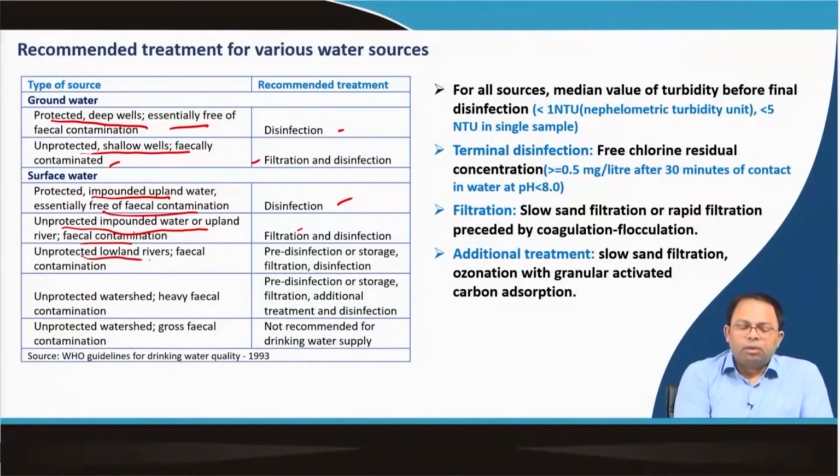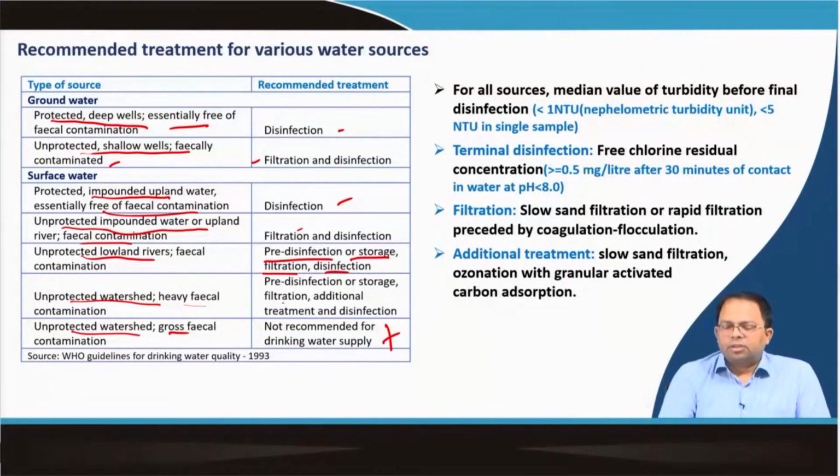But if it is unprotected lowland rivers with fecal contamination, we have to go for further treatment. That means we have to go for pre-disinfection, then we have to store the water, then filtration, then disinfection, right. Then for unprotected watersheds with heavy fecal contamination, we have to go for filtration and pre-disinfection, and additional treatments could also be required. Usually these are not recommended for drinking water supply, but sometimes, in case there are no other sources, we have to treat it.